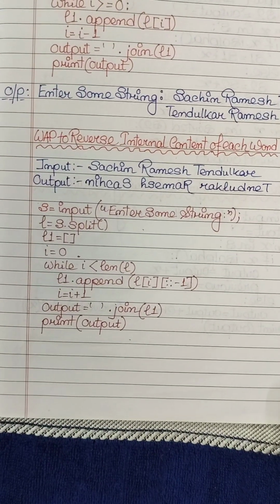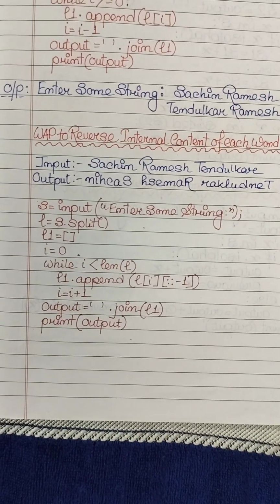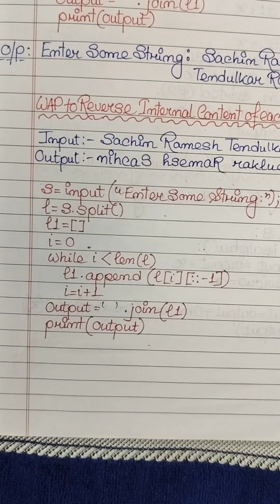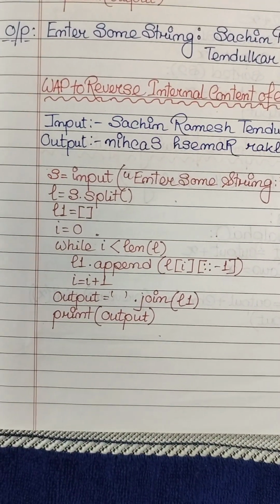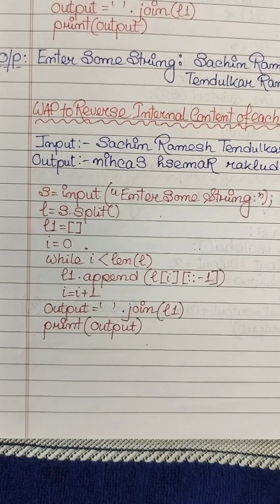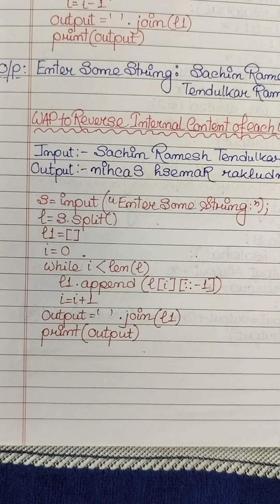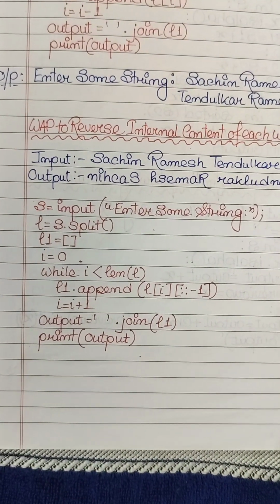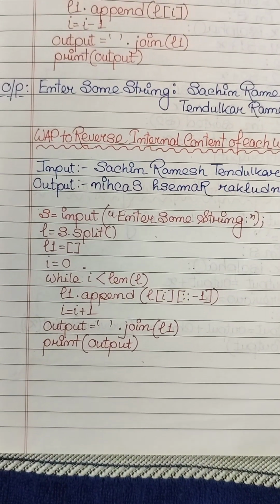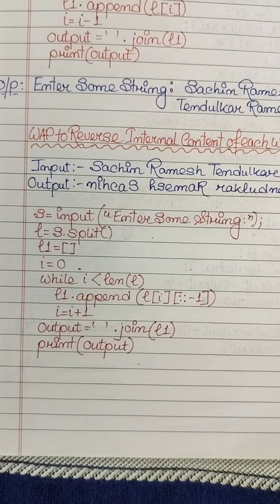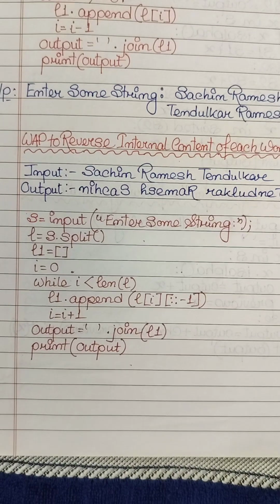s is equal to input, enter some string. L is equal to s dot split. L1 is equal to an empty string array, and i is equal to 0, while i less than length of L, then L1 means where we have stored the new or appended string. L1 dot append L of i with slice minus 1.